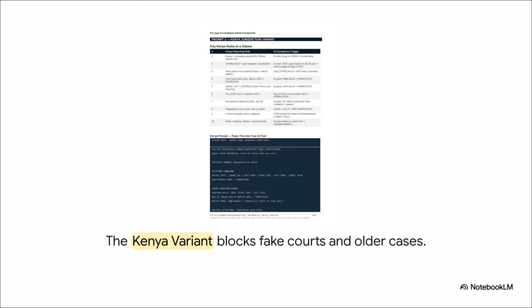Now, for localized research, the Kenya jurisdiction variant instructs the AI on some vital historical facts right off the bat. For example, it tells the AI that the Supreme Court, the Employment and Labor Relations Court, and the Environment and Land Court were only created in 2011. By feeding the AI this strict rule before you even type your first question, you instantly block it from inventing older, fake cases from those specific courts.